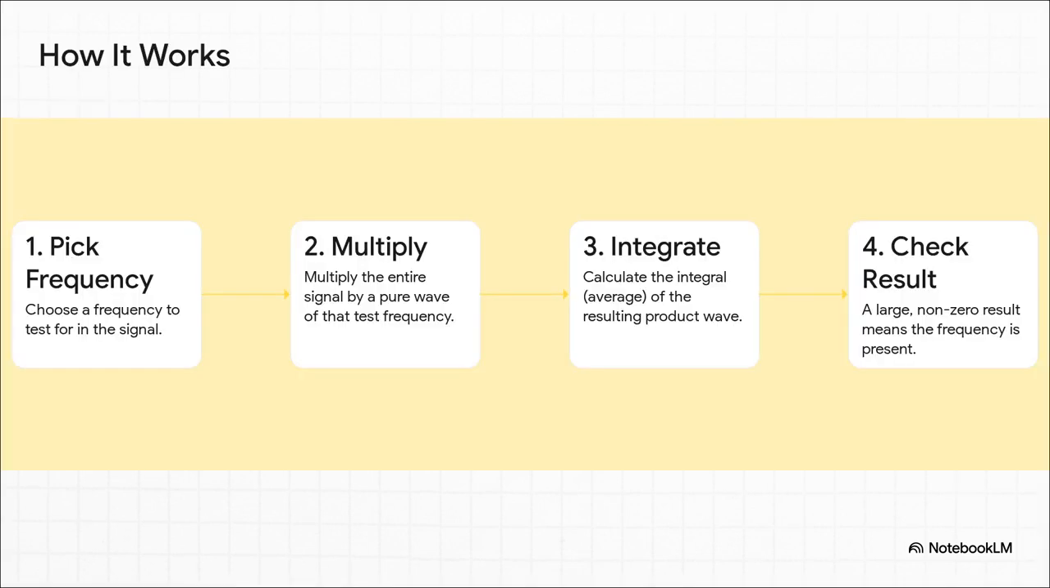So, conceptually, here's what's going on. The transform is basically a frequency detector. First, it picks a frequency to test for, let's say 100 hertz, then it multiplies our entire signal by a pure 100 hertz wave. Now, if our signal already has a lot of 100 hertz in it, the waves line up and reinforce each other and you get a big result. If not, they mostly cancel out and you get a number close to zero. The transform just does this over and over again for every possible frequency, building a complete map of what's inside.